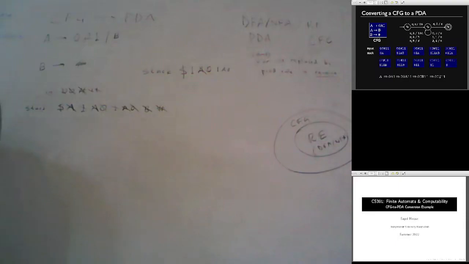Any questions about this very simple model of the PDA? Okay. Now, this is basically how the PDA looks.